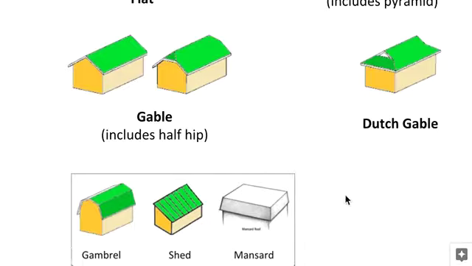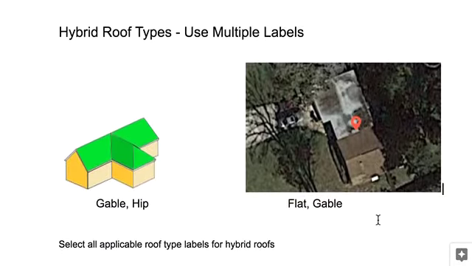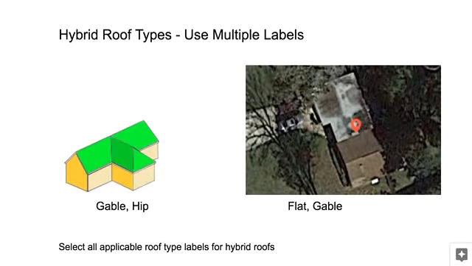Next, let's look at how to handle hybrid roof types. So here are some examples. A hybrid roof is a roof that has more than one roof type. When you see a hybrid roof, the rule is to select all the roof types you see in that image.